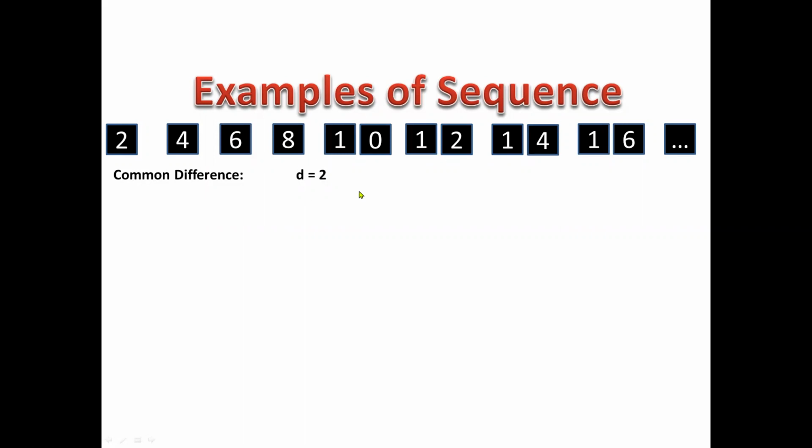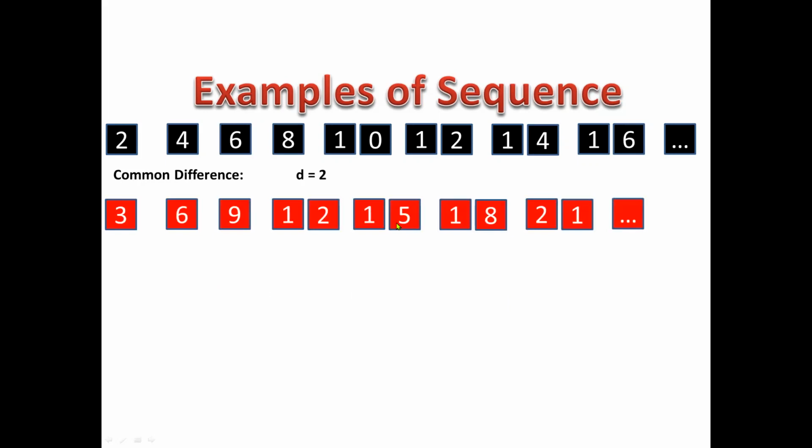Ang ibig sabihin niyan, meron tayong common difference na 2 at ang given example na yan ay isang halimbawa ng sequence. Pero anong klaseng sequence? Mamayang konti, i-reveal natin kung anong klaseng sequence ang merong common difference. Now, let us have another example. 3, 6, 9, 12, 15, 18, 21, etc. So, ibig sabihin ng tatlong dot, may kasunod pa yan ng mga numero.